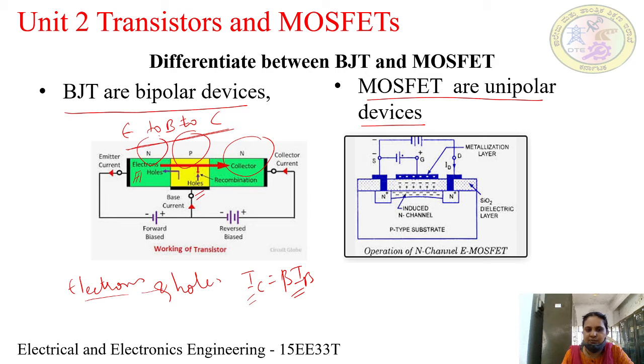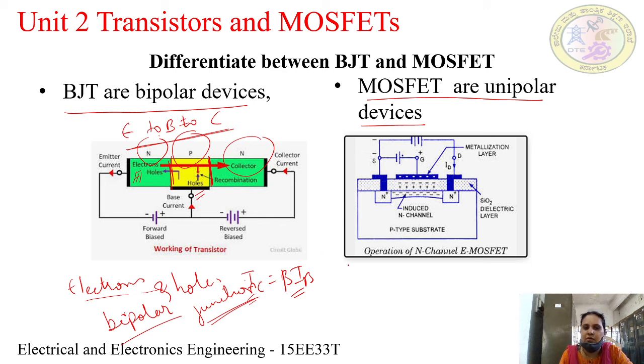Since we are using two types of charge carriers, we can term them bipolar devices. Hence the name bipolar junction transistor, also because it has two junctions: the junction of the emitter and the base, and the junction of the collector and the base.